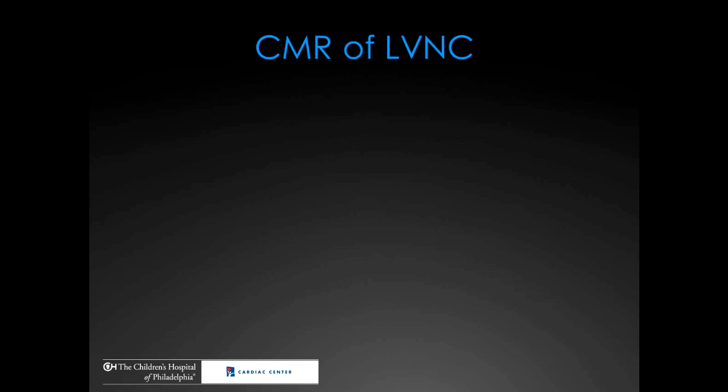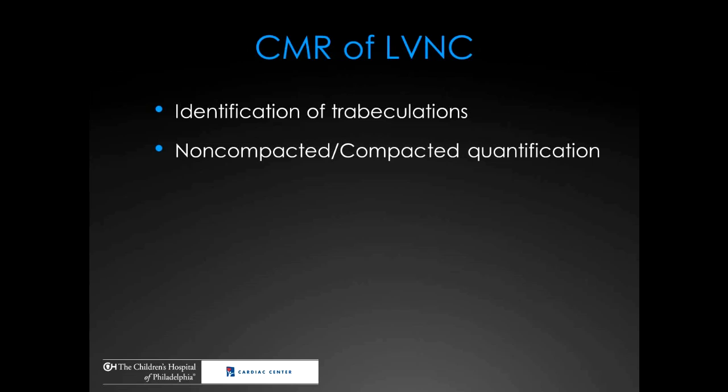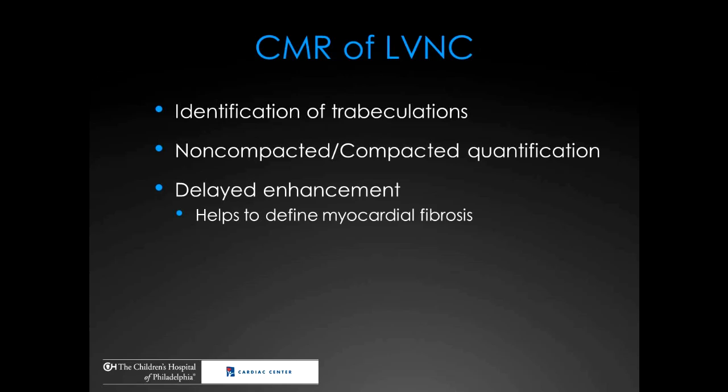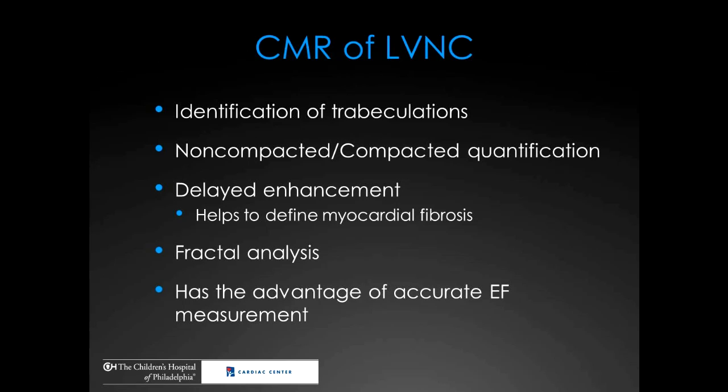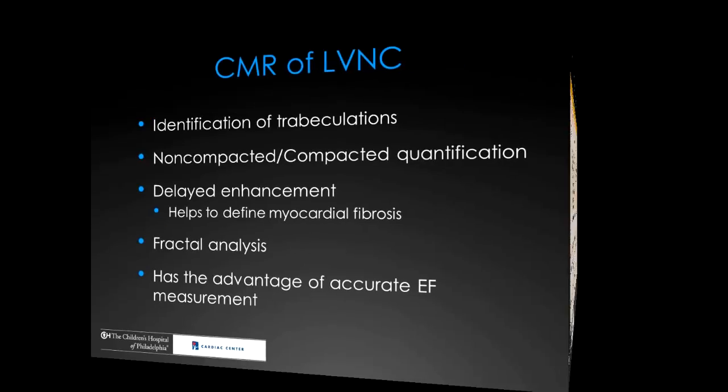Moving on to cardiac MRI of LV noncompaction, it can readily identify the trabeculations of the heart. It can also quantify the non-compacted to compacted layers. In addition to doing that, which can be done by echocardiography as well, MR can provide us delayed enhancement, which helps define myocardial fibrosis. And it can perform fractal analysis, which I'll go over in just a moment. And finally, it really has the advantage of a very accurate assessment of ejection fraction measurement.